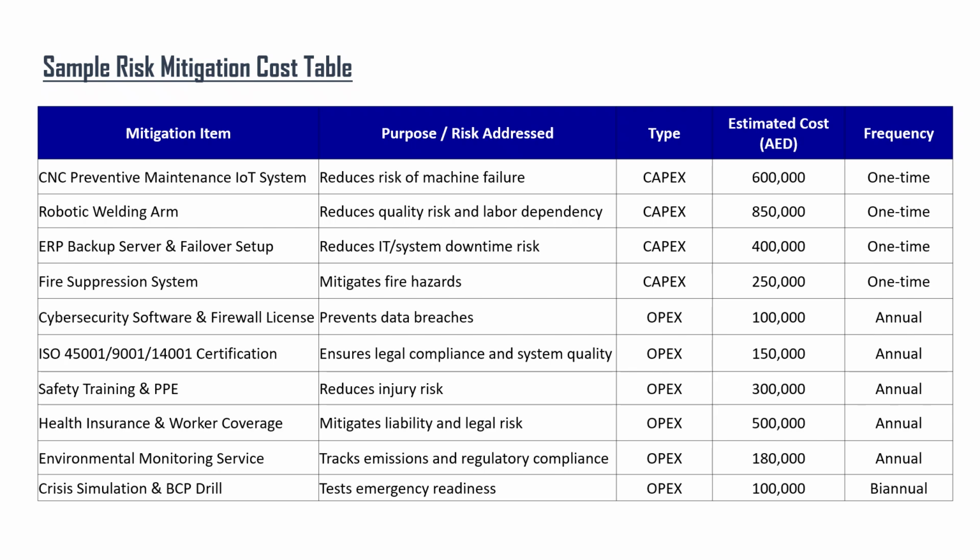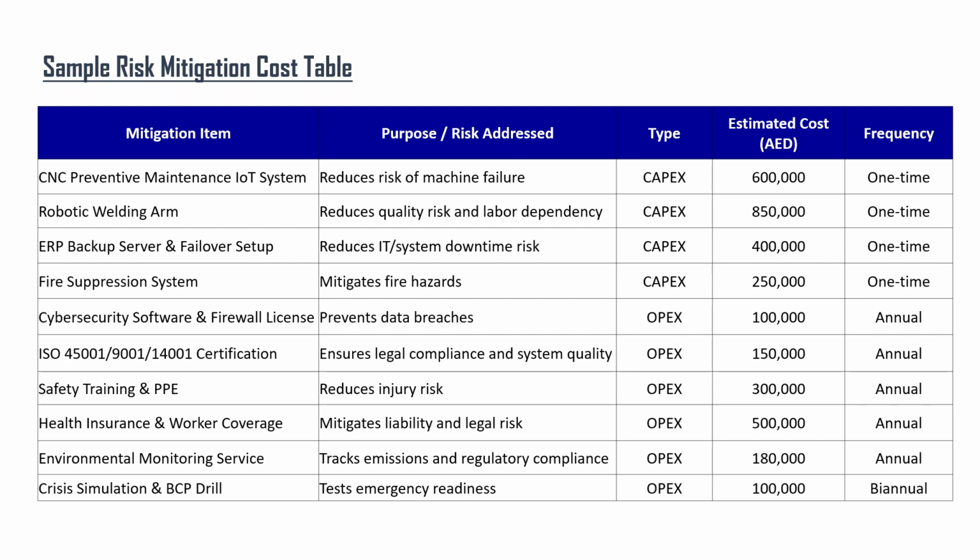Here is a sample of the risk mitigation cost table. We figure out the mitigation item, the purpose, type of investment, the budget of that investment, and frequency. For instance, CNC preventive maintenance. The purpose of that mitigation is to reduce the cost of machine failure. We consider it as CapEx and it will cost us around 600,000 dirham. We can apply it one time.